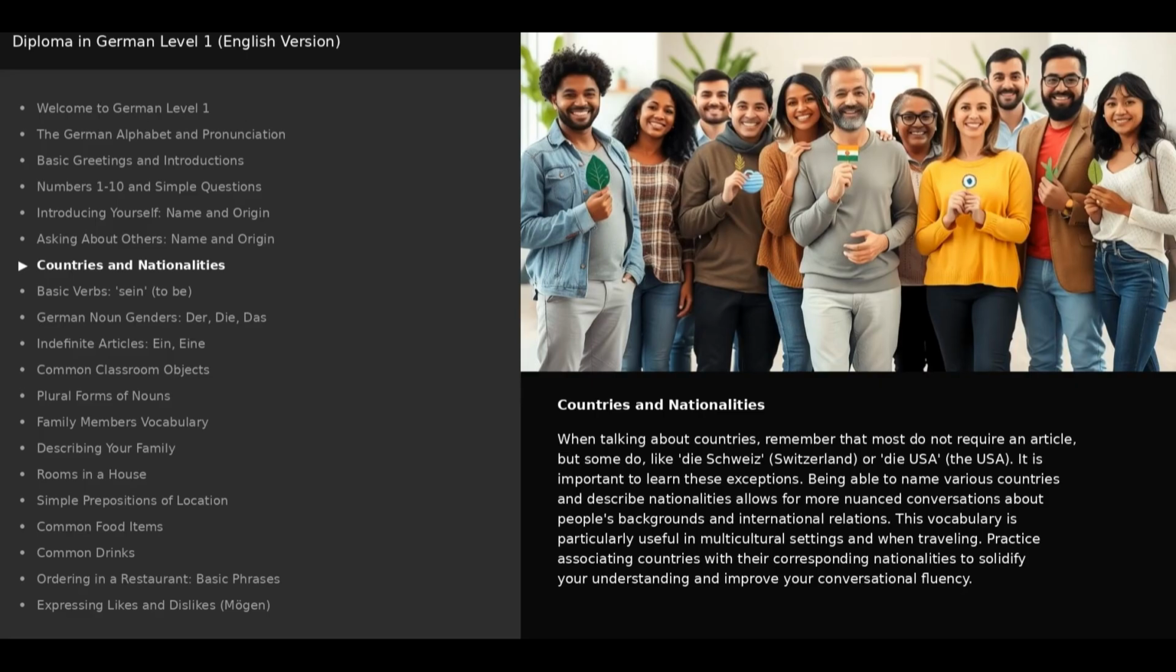Being able to name various countries and describe nationalities allows for more nuanced conversations about people's backgrounds and international relations. This vocabulary is particularly useful in multicultural settings and when traveling. Practice associating countries with their corresponding nationalities to solidify your understanding and improve your conversational fluency.